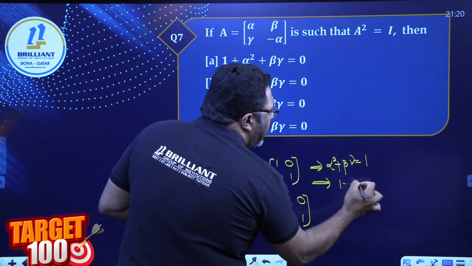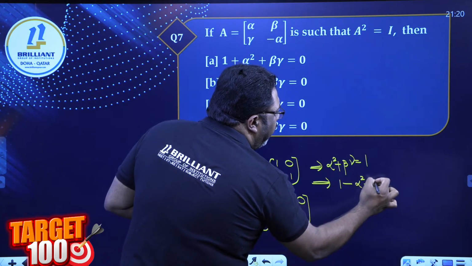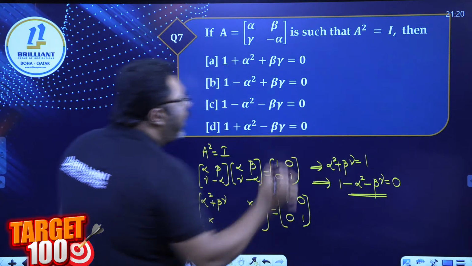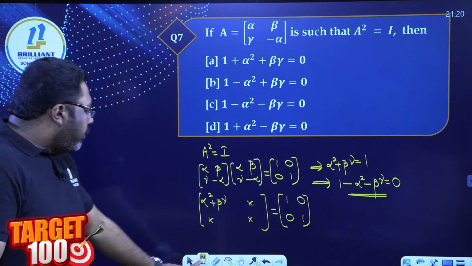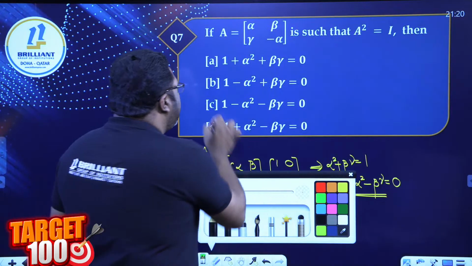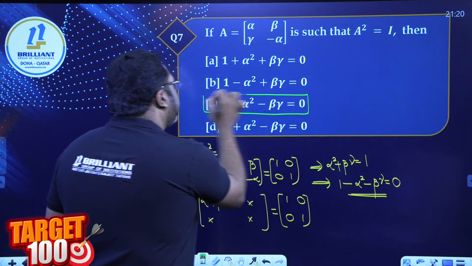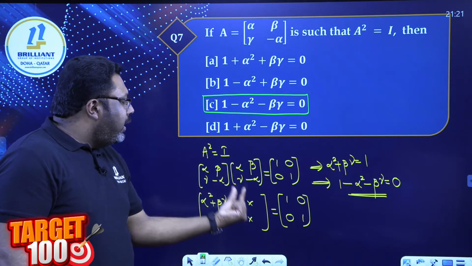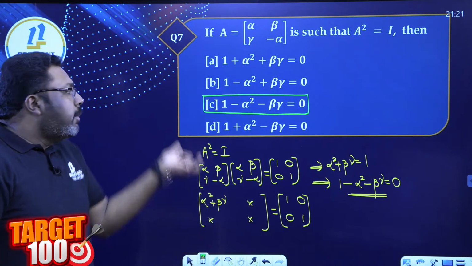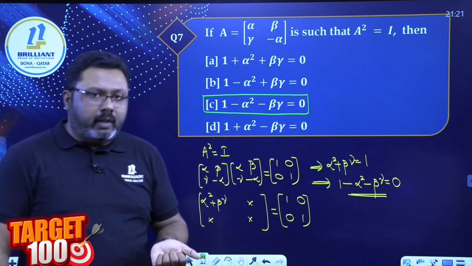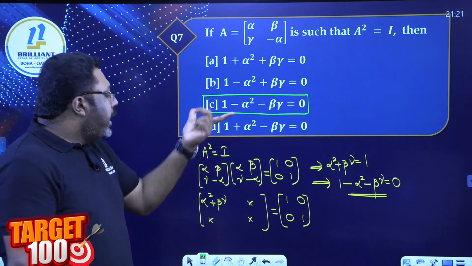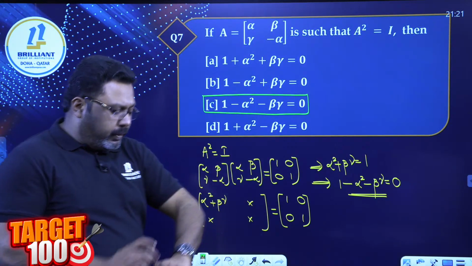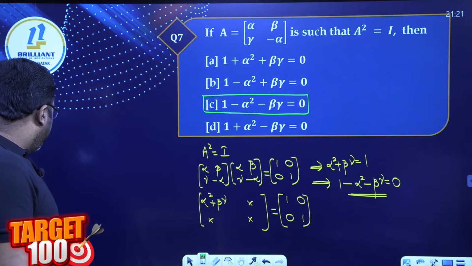Take it to the other side, it becomes 1 minus alpha squared minus beta gamma equal to 0. Option C. Easy answer. Please remember, I'm not interested in finding the other elements because there is no option which says none of these. So I can just find the first one and use that to say the final answer. Let me move on, my dear students.